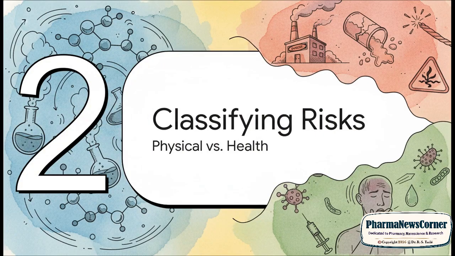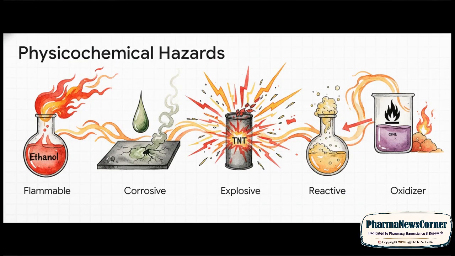Okay, moving on to Section 2, classifying chemical risks. So we know what a hazard is. Now let's start sorting them out, because not all risks are created equal, right? We basically break them down into two big buckets. Physicochemical hazards, the ones that mess with property and physical safety, and then health hazards, which, well, they mess with us directly.